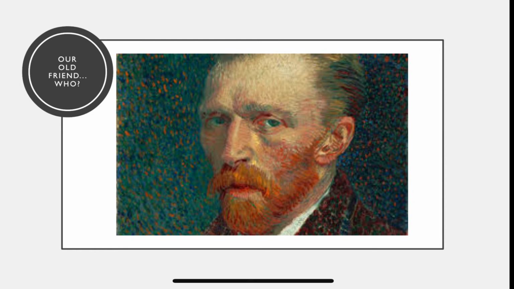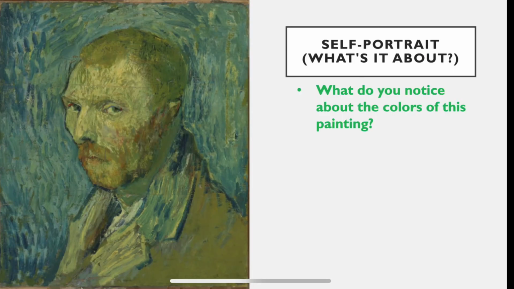Look at this. Our next painting is our old friend. Who is this? Does anyone remember who this is? You're right. It's Vincent van Gogh. This is a portrait that Vincent van Gogh did, and we're going to try to figure out what it is about. Okay, my first question is, what do you notice about the colors in this painting?